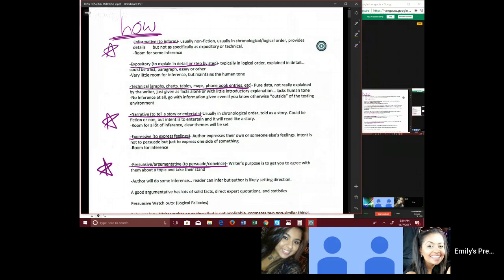So informative's purpose is to inform. You'll notice that there's two taglines with each of these. So there's an actual passage style like informative, expository, technical, narrative, expressive, persuasive. You may actually see an answer choice that's how you answer it. You also might see more of the tagline, which will say to inform, to explain, to tell a story, or to entertain, to express feelings, and to persuade. So you could see it in either format. They essentially mean the same thing. It's just two different ways of describing the same thing.